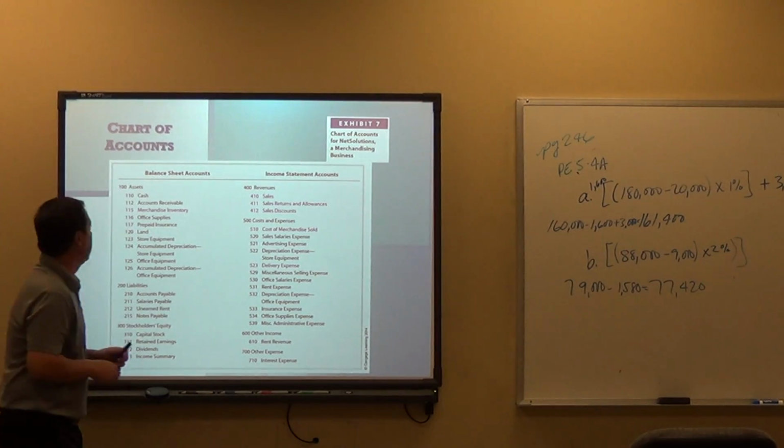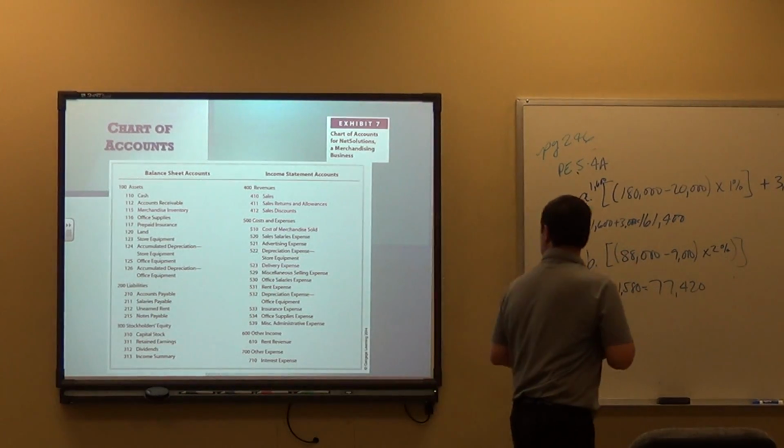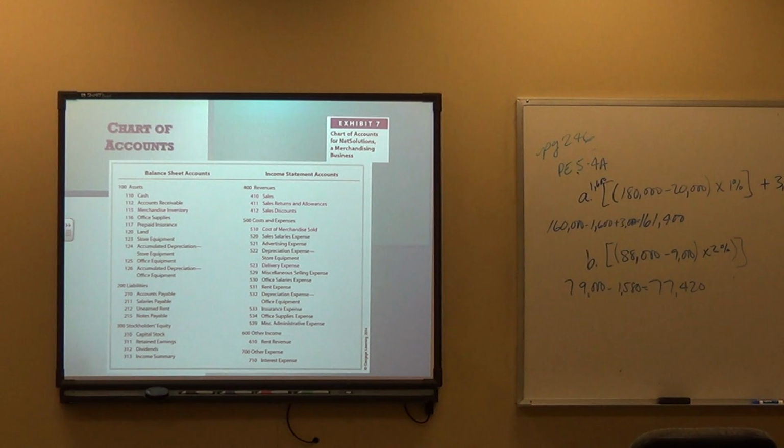All right. So these are the chart of accounts. I'll give you a moment to take a look at those. So you can see merchandise inventory there.